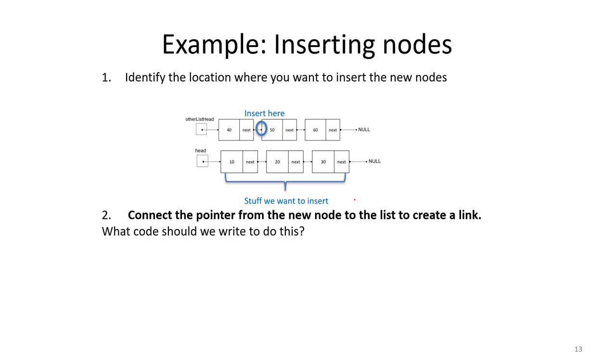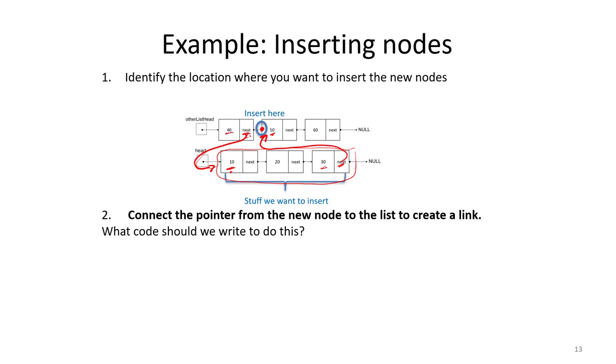So first step for inserting our nodes is to identify the location where we want to insert those new nodes. In this case, we want to take all three of these nodes, 10, 20, and 30, and we want to insert them between the 40 and 50 node. And so we recognize that the point where we want to connect this node would be something like this. We want to take our node containing 40 and make it connect to our node containing 10. Then we want our node containing 30 to connect back to the node containing 50.